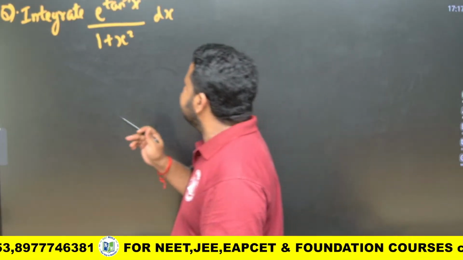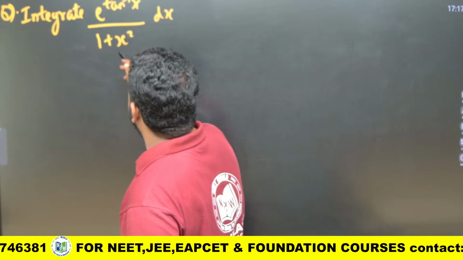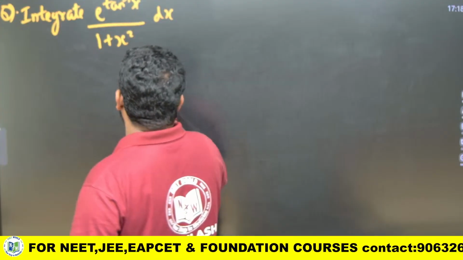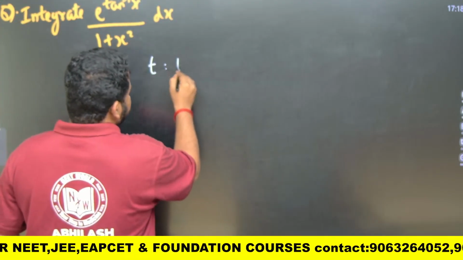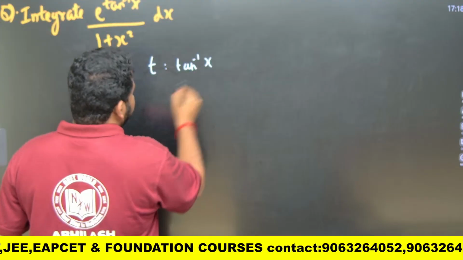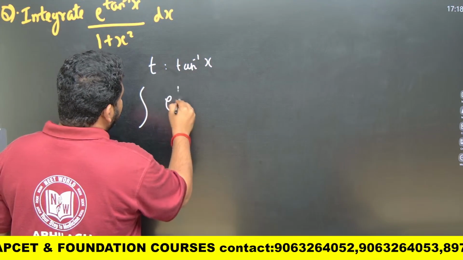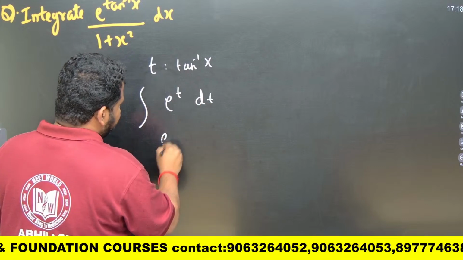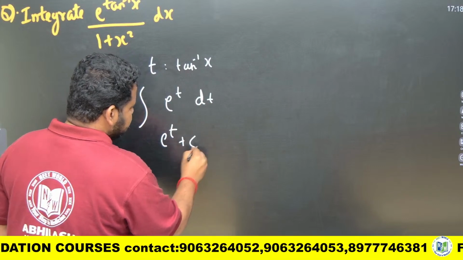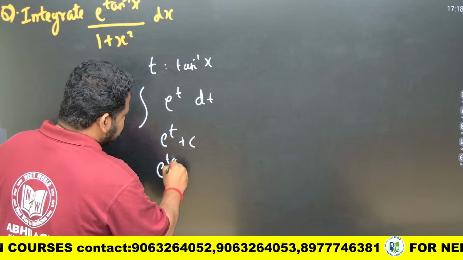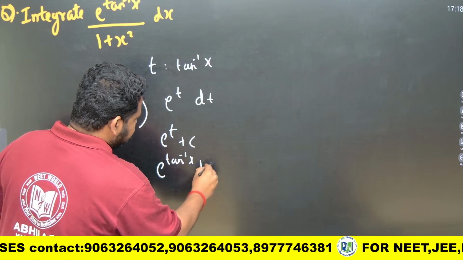They have given the integral of e power tan inverse of x by 1 plus x square. Here it is very simple. You have to put t equal to tan inverse of x. Then you will get e power t dt. This will be e power t itself, that is, e power t plus c. So that is equal to e power tan inverse of x plus c. This is the answer to this question.